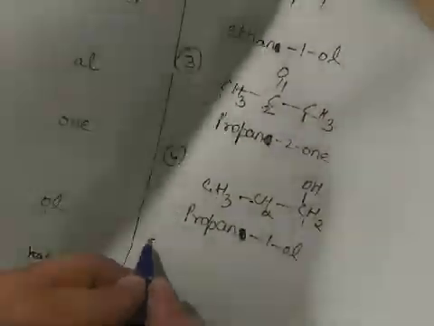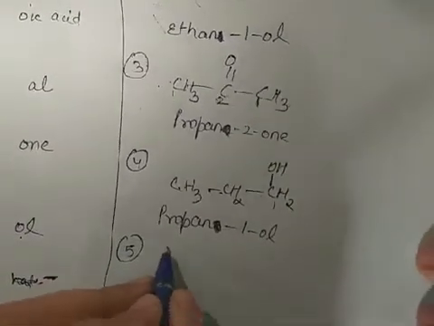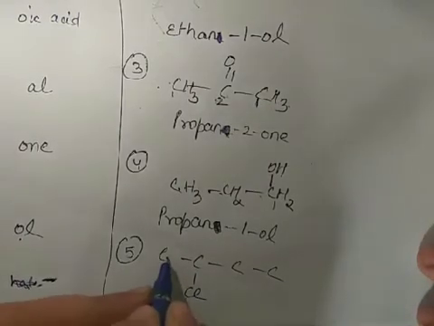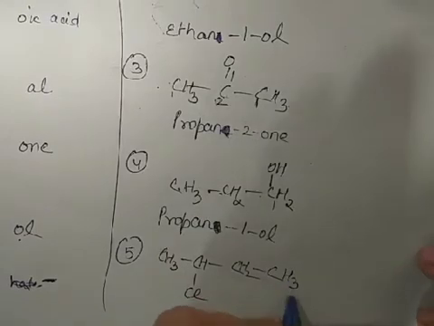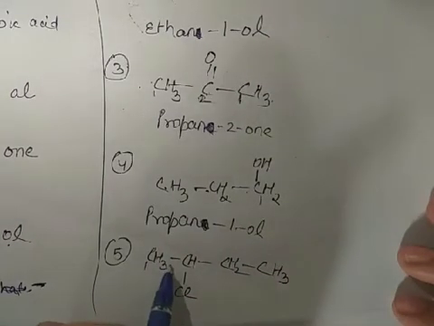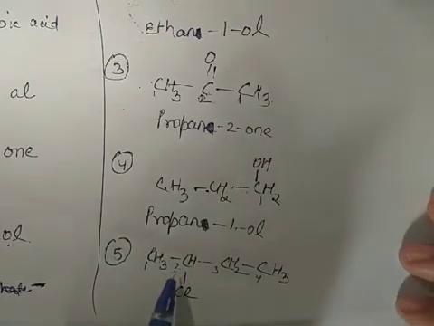I'll give you one instance. For instance, this is a carbon species 1, 2, 3, 4. Here there is chlorine: CH3, CH, CH2, CH3. Right? So how am I going to number it? I'll start numbering from here. 1, 2, 3, 4. Right? So chlorine will be written always as prefix.